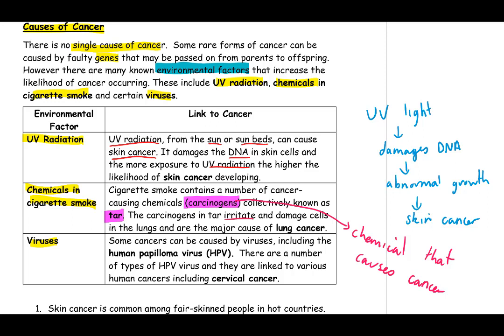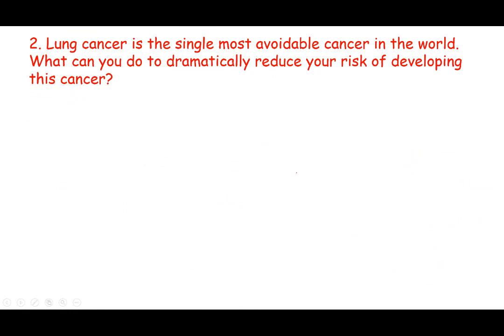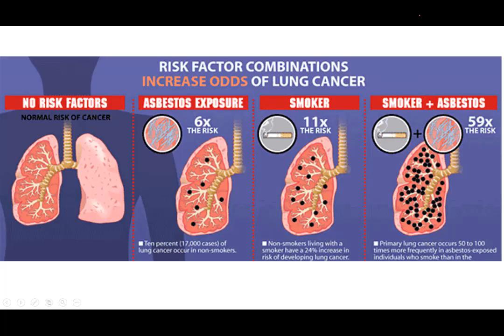It irritates and damages the cells in the lungs, and it can cause them to divide abnormally, and that leads to lung cancer. Now, lung cancer is the single most avoidable cancer in the world. What can you do to dramatically reduce your risk of developing this cancer? So the main way is to not smoke cigarettes or stop smoking. So if you are a smoker, it's really important that you stop smoking, and that decreases your chance of getting lung cancer.